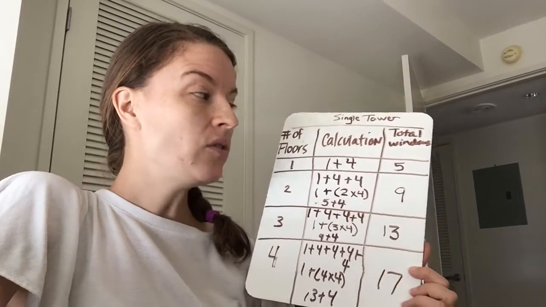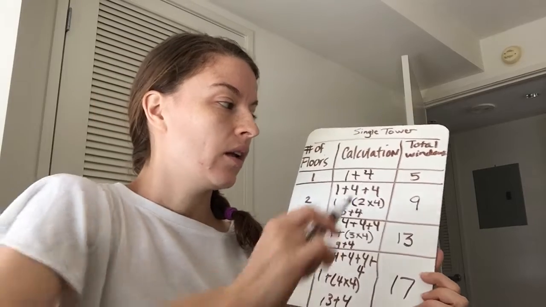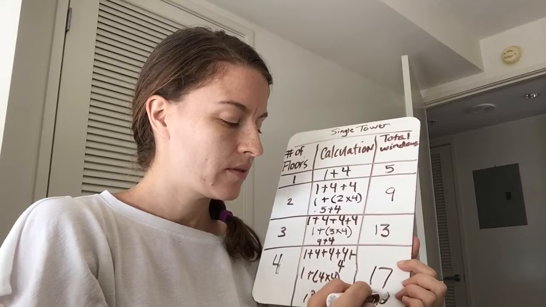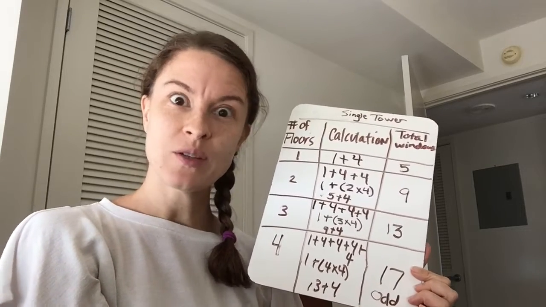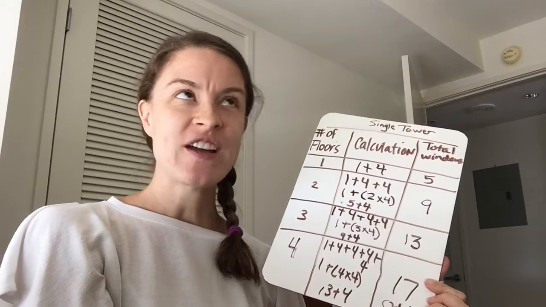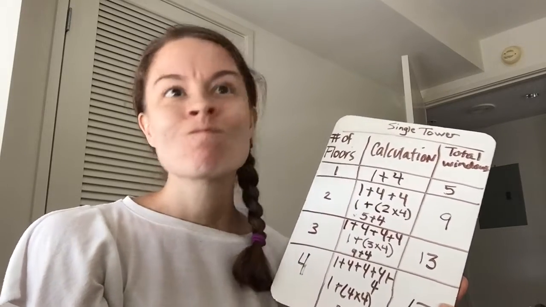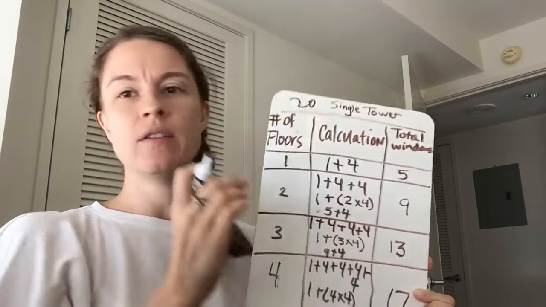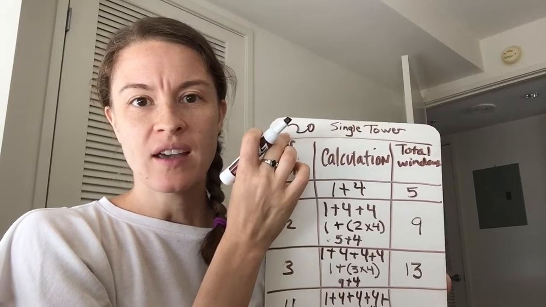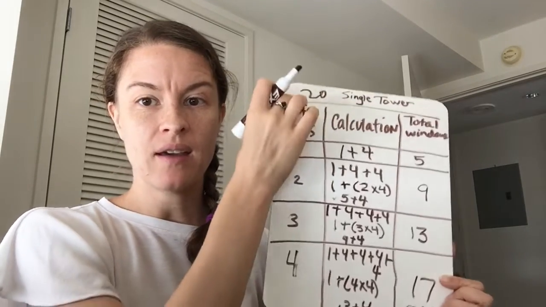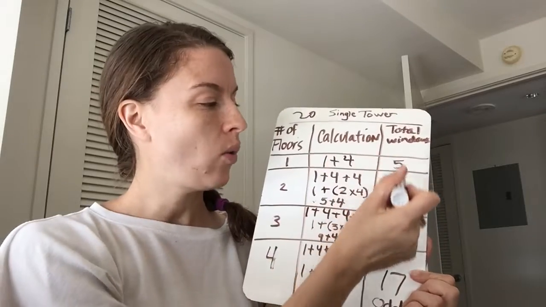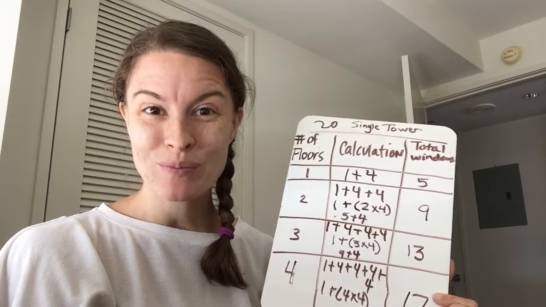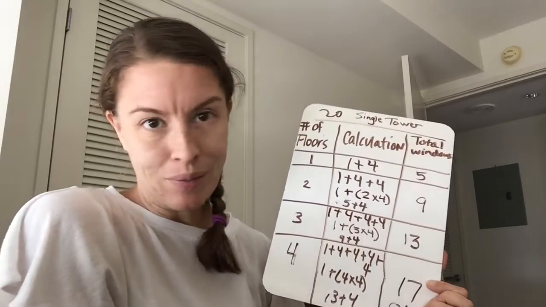Okay, so if you said, I noticed, Miss Thompson, that on every floor, the total, they're odd numbers. It's always an odd number. Then I would tell you, yes, you are correct. So if I said to you, hey, could a single tower ever have 20 windows? Could it ever have 20 windows? You would say, no, Miss Thompson, I already know that because I don't even have to do the math because it's always an odd number. And 20 is an even number, right? Because you can split it to 2 equal groups. So you would be able to say right away, like 20 would be an impossible number of windows.